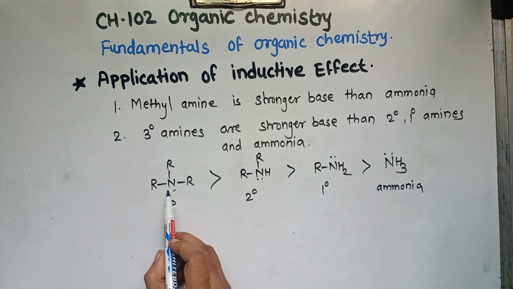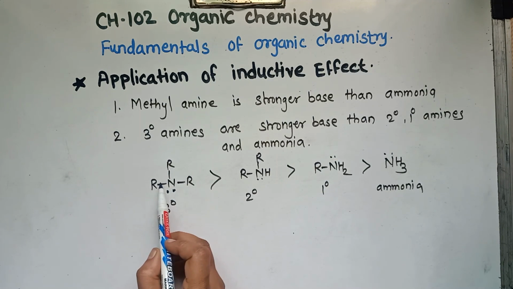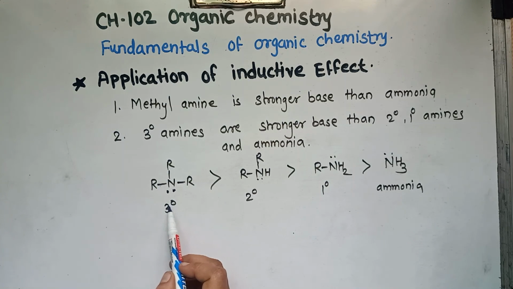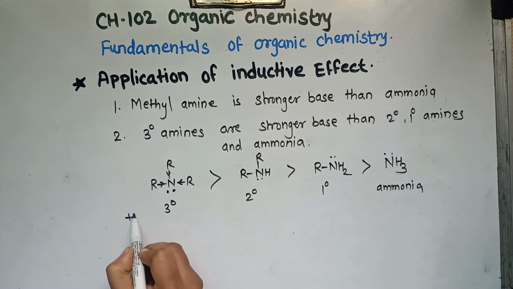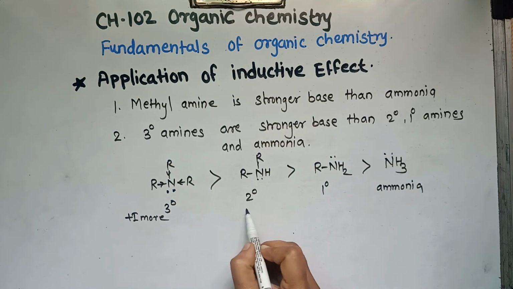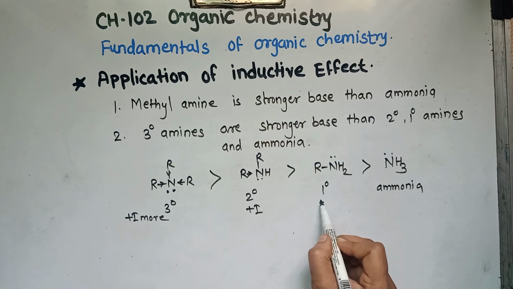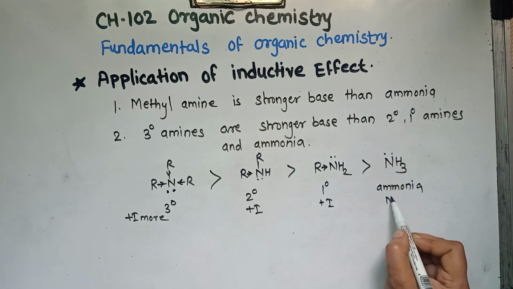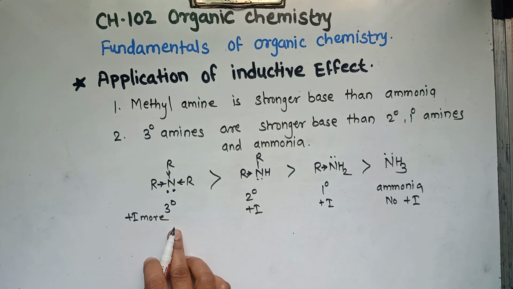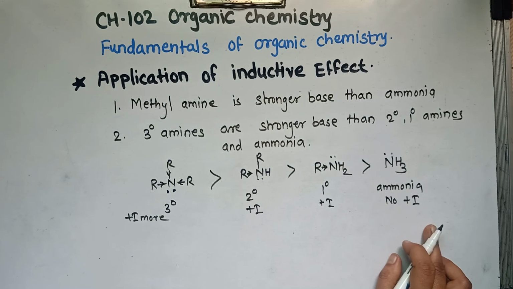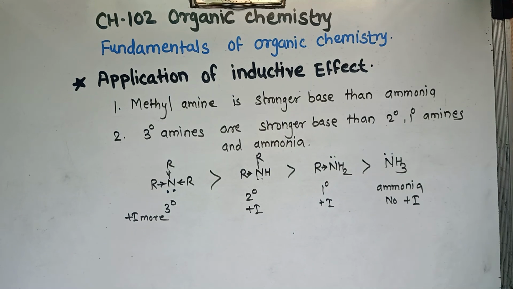So why? Because in the previous case we saw that due to one R group, the conjugate acid which is formed is stabilized by the plus I effect. So in this case there are 3 R groups. So the plus I effect is more. Here also the plus I effect of this R group. Here also the plus I effect of this R group. There is no plus I effect. And due to that, these tertiary amines are stronger bases than the remaining ones. Okay. So with this, we complete the application of inductive effect according to the acidity as well as basicity.